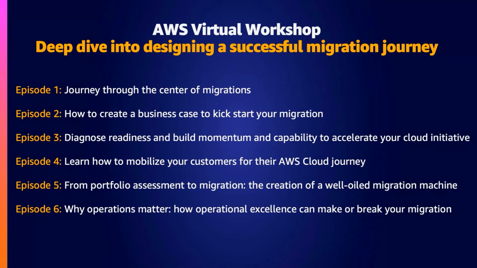In episode number 3, we will cover migration readiness assessment, which is a workshop. In episode number 4, we will cover the 3 phases of migration, which is assess, mobilize, and migrate, and we will go deeper into the mobilize phase. In episode number 5, we will talk about portfolio assessment and how to create a well-oiled migration machine. In episode number 6, we will talk about defining an operating model before, during, and after the migrations.